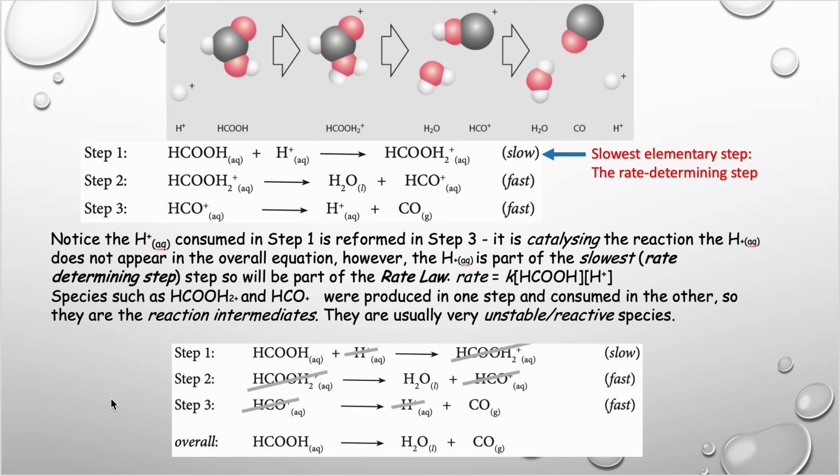So recalling from 5.3, we do not look at the coefficients in an overall chemically balanced equation. We don't use those coefficients to determine rate law. Only experimental data can do that. And a part of that experimental data are the elementary steps. So you can determine the rate law from the elementary steps, not the overall equation.